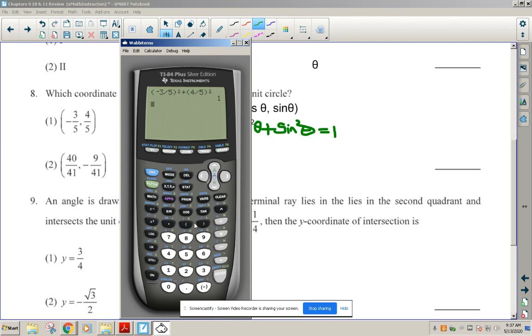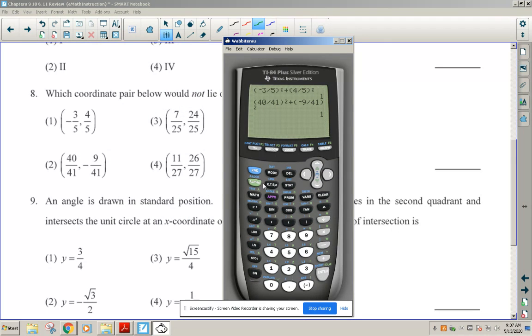So now let's do number 2. We need (40 divided by 41) squared plus negative, don't forget the negatives, (9 divided by 41) squared. That equals 1. So number 2 is on the unit circle. So moving along, let's try number 3. (7 divided by 25) squared plus (24 divided by 25) squared is 1. So clearly it's choice 4.